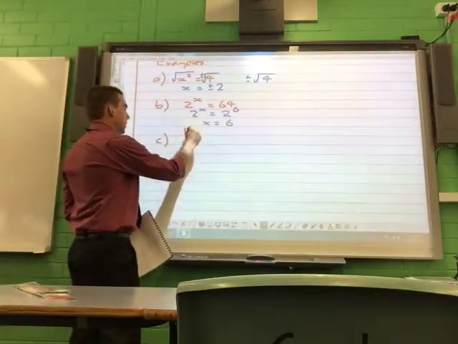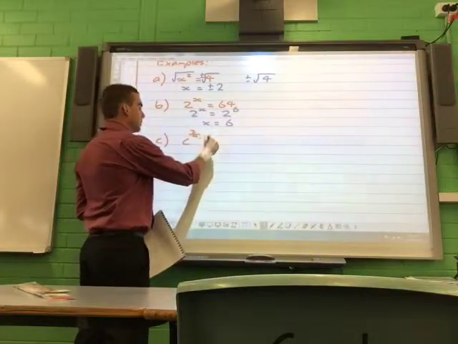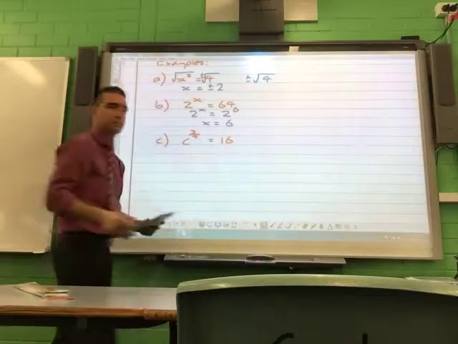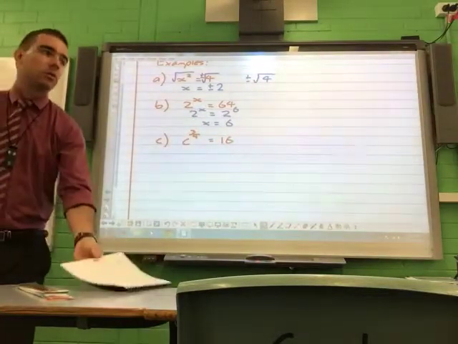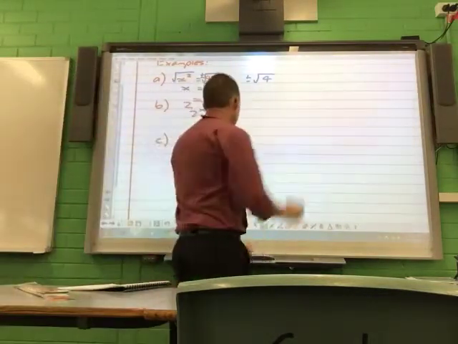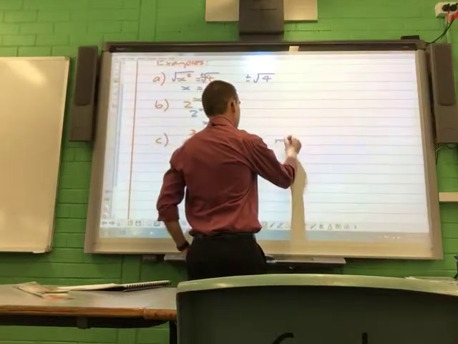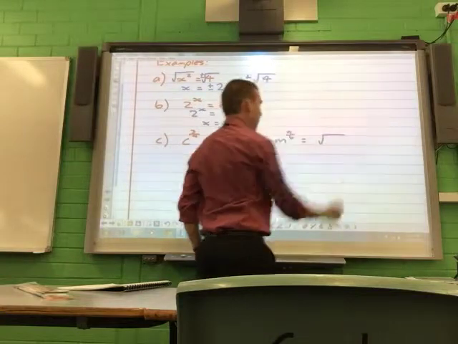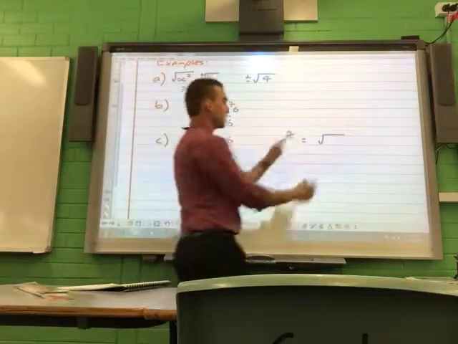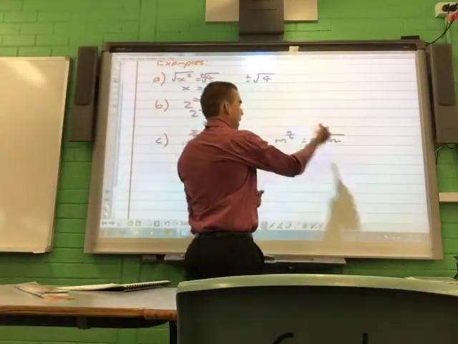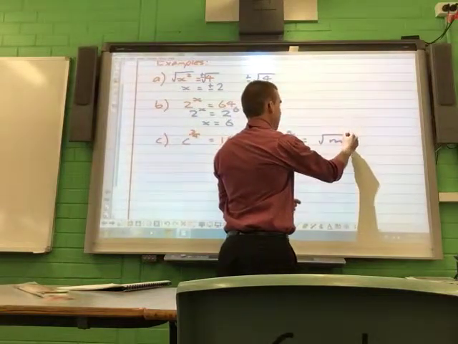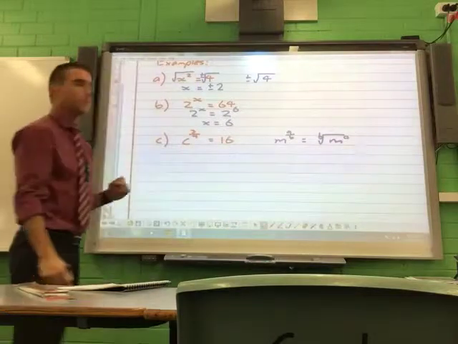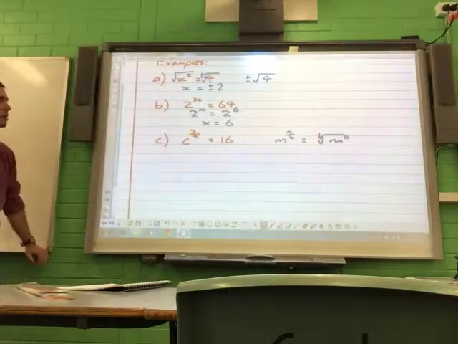Alright, c. c to the power of 3 over 4 is equal to 16. Alright, remember our indices laws. So we've got a m to the power of a over b is going to equal the b-th root. The base goes inside the root, the numerator stays with the base, so it'll be a, and then the root power, which is the denominator, goes out the front. Okay, so we did that in indices.